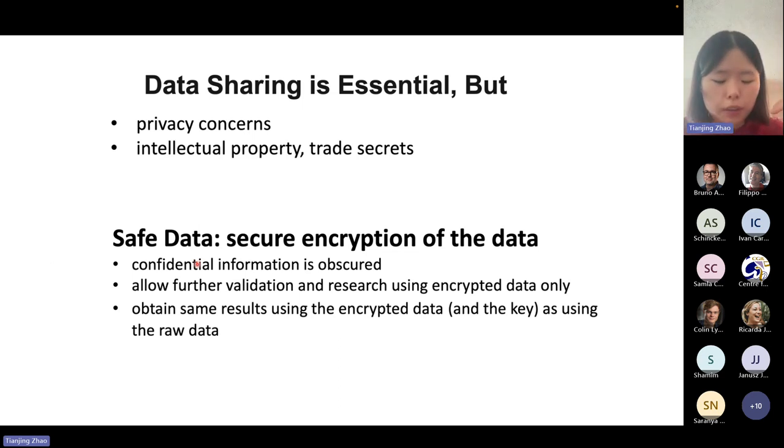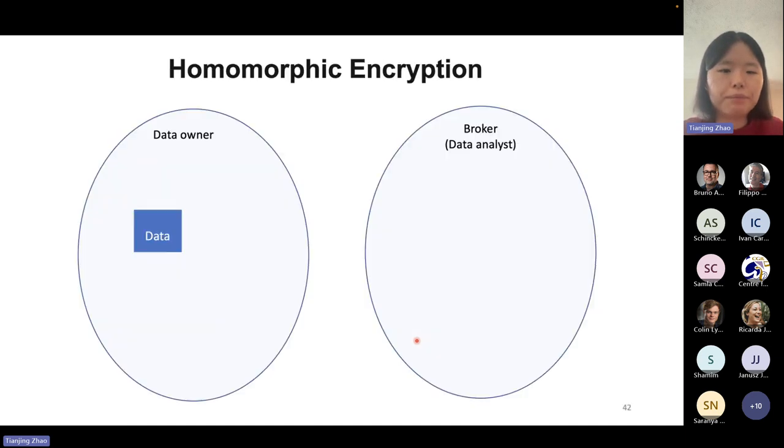So here we try to solve this problem by proposing the HVGP method. We want to encrypt the genotype and the phenotype, such that the confidential information is obscured. But we allow further validation and research using only the encrypted data. And we can obtain the same results using the encrypted data and the key as using the raw data.